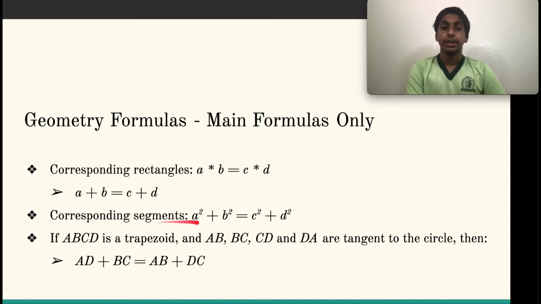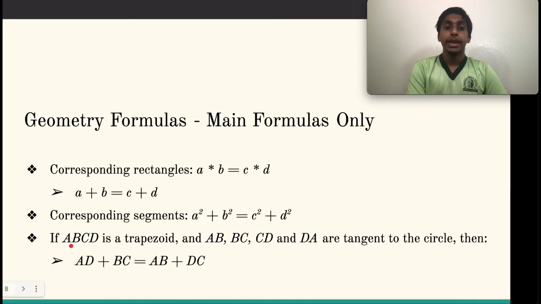And then for corresponding segments, it's the same thing, but now we have line segments that go across like this or like this. Then A squared plus B squared is equal to C squared plus D squared. And again, A here is going to be the length of one of those segments.